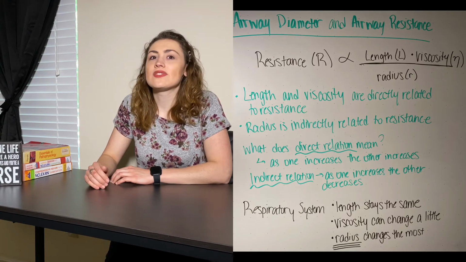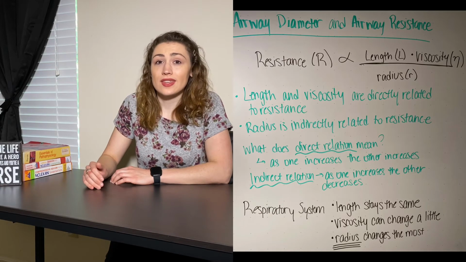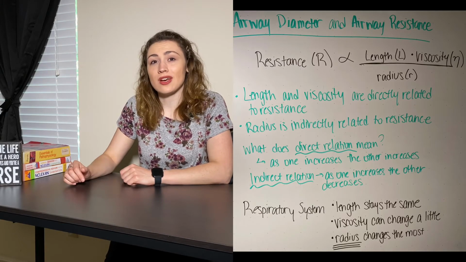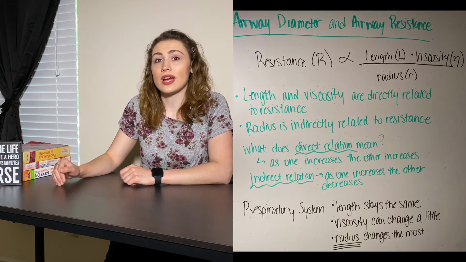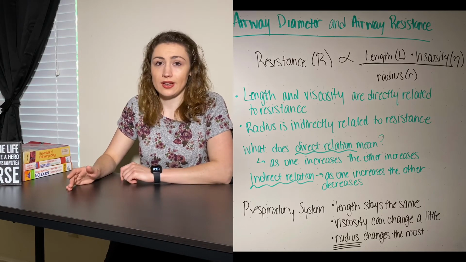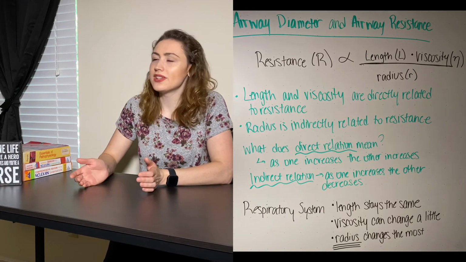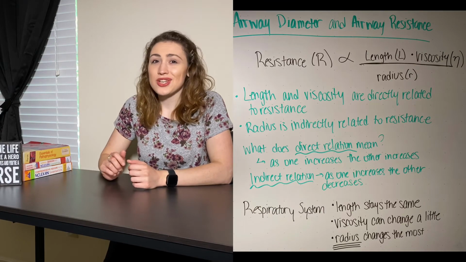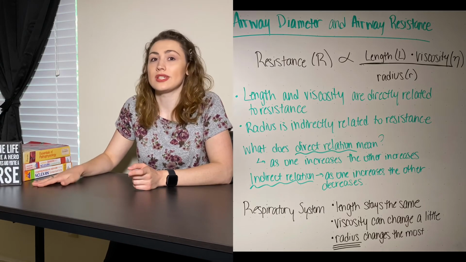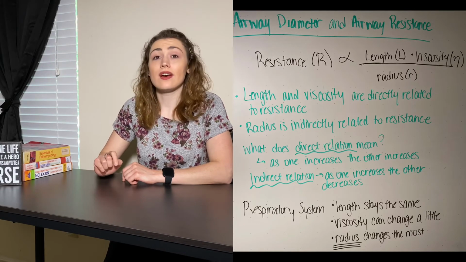So I wrote everybody's favorite formula up here, right? Resistance equals length times viscosity divided by radius. From this formula, you can tell that length and viscosity are directly related to resistance, but radius is indirectly related. Now, what does this mean? Does direct relation mean that one is the mother and one is the child? Not exactly. Direct relation means that when one variable increases, the other also increases. But indirect relation means that when one variable increases, the other decreases.